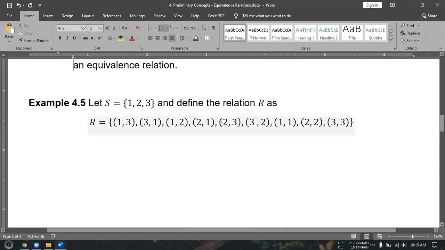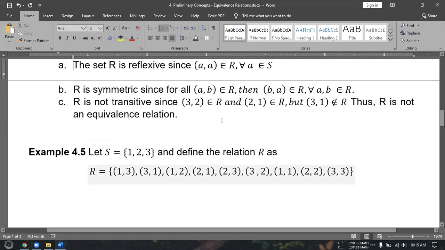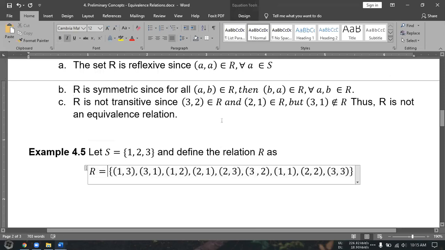Now, the first condition is this relation, ano yung first condition natin? Reflexive. Reflexive ba siya? Yes, sir. Since for all elements of S, every element is always related to itself: (1,1), (2,2), (3,3). So, check tayo sa reflexivity.